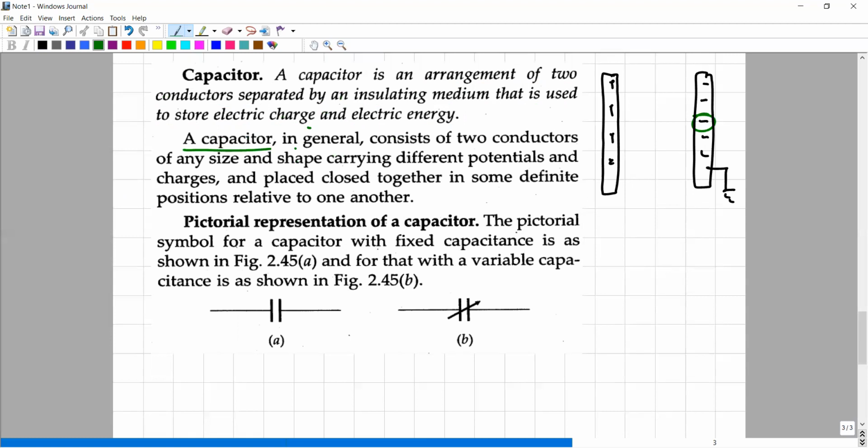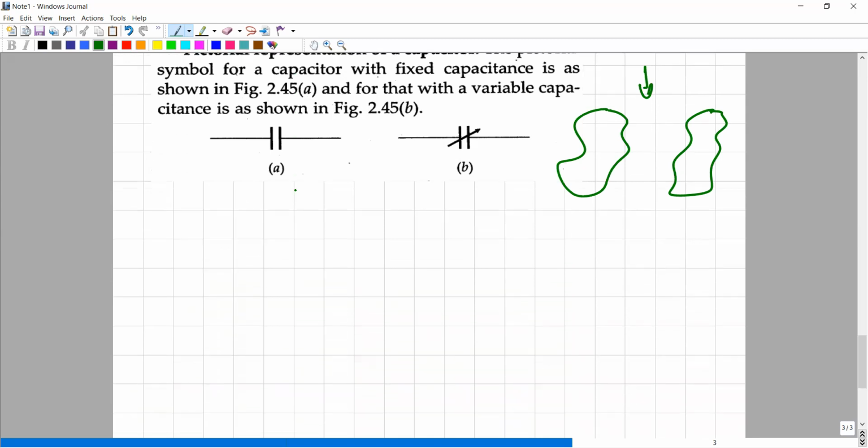Now, a capacitor in general consists of two conductors of any shape and size. Any size and shape means the capacitor can be like this also. These two randomly non-symmetrical conductors can become a capacitor because it is given: you see, it is any shape and size. So there can be a variety of different shapes and sizes of the capacitor.